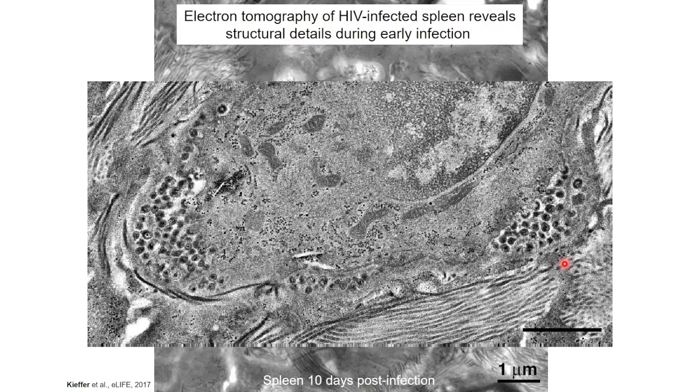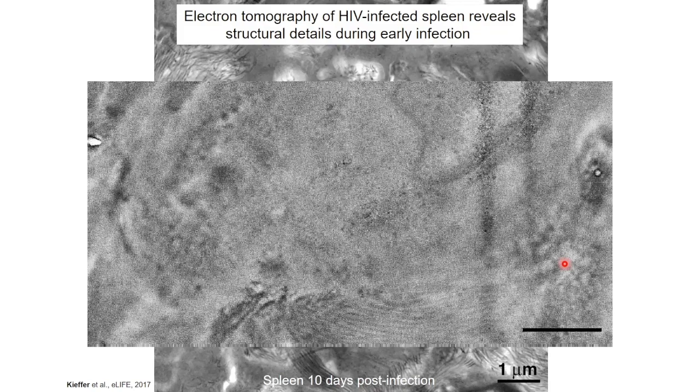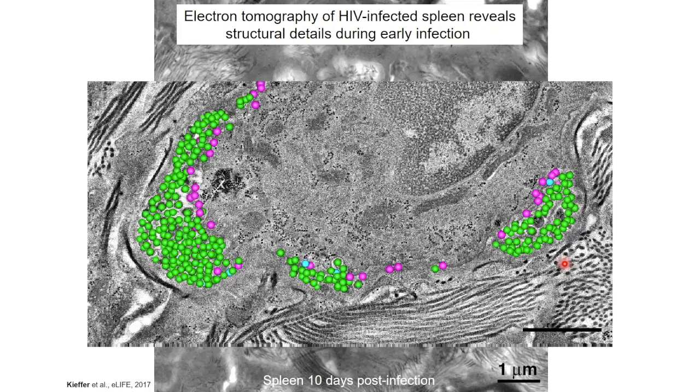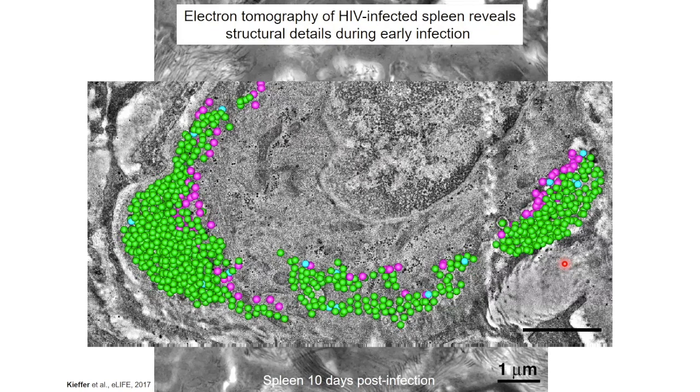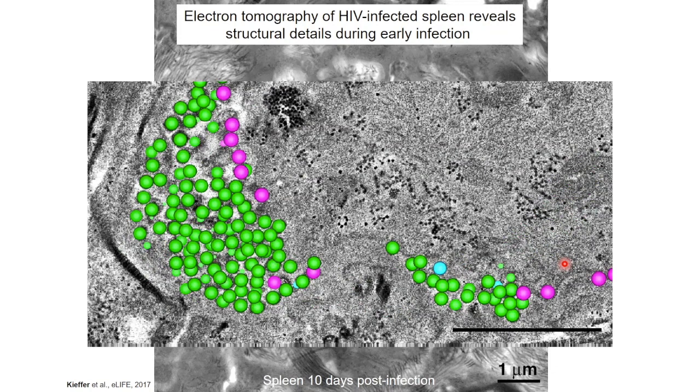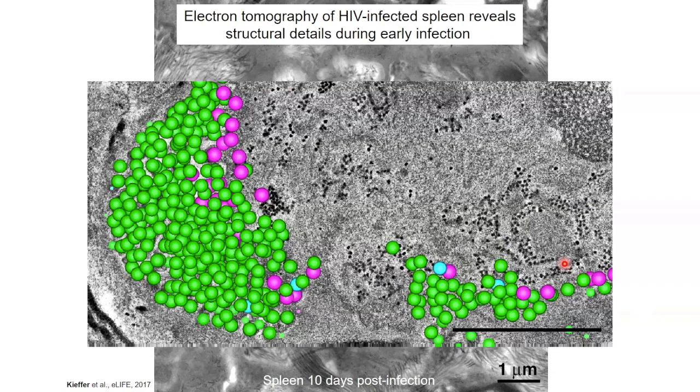As we go through this, we can make out different layers, and we can actually model all of these viruses. In magenta are the viruses that are budding, in blue are the immature virions, and in green are the virions that are mature and potentially readily infectious at this point. This is just going through a little bit more detail of the modeling that we can do.